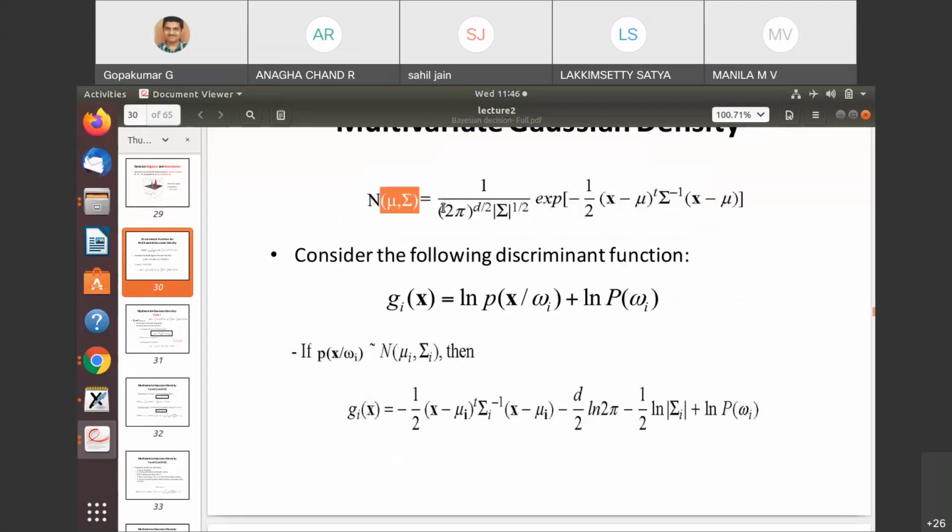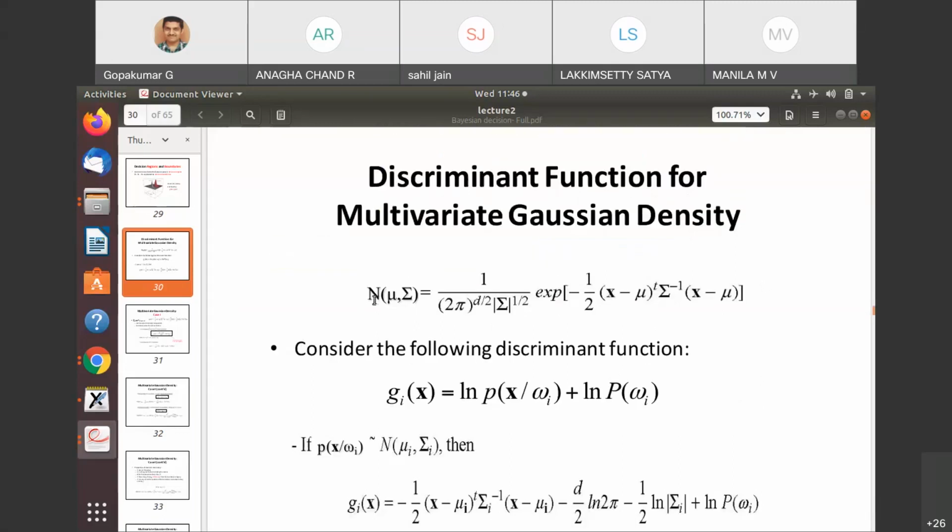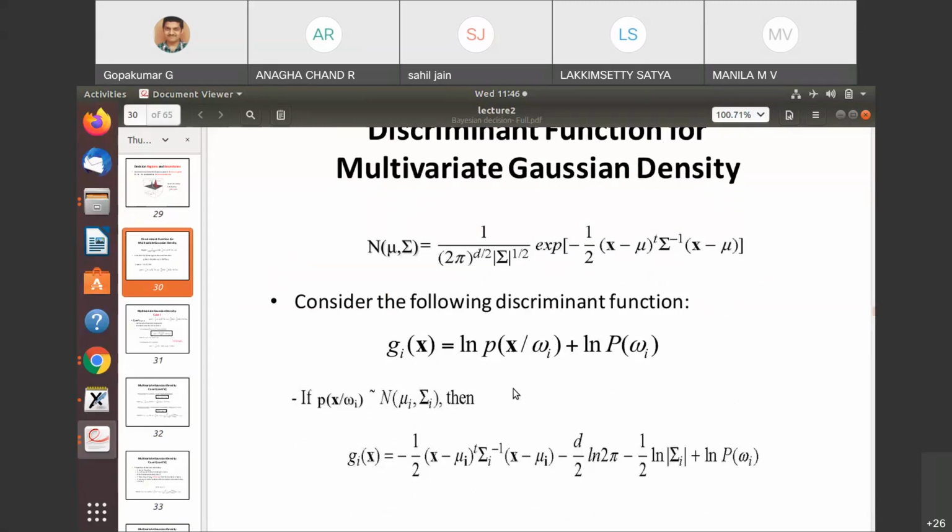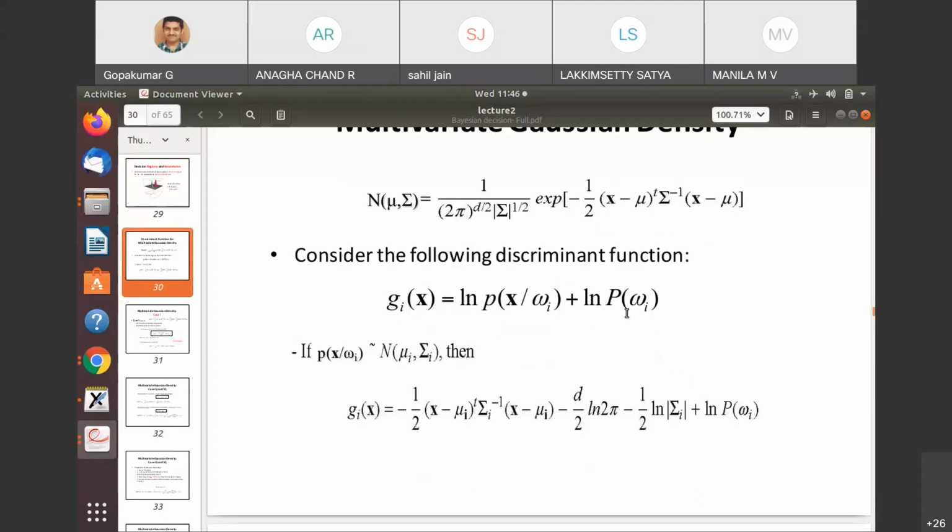This is the equation we have just seen, the normal density of mu and sigma. And we have seen different ways in which we can represent the discriminant functions, like g of x equal to the natural logarithm of probability of x given w_i plus the logarithm of the probability of w_i. Here this is a prior probability, which does not change with respect to x.